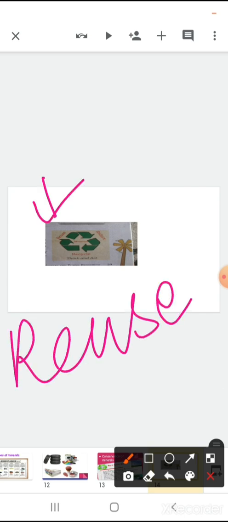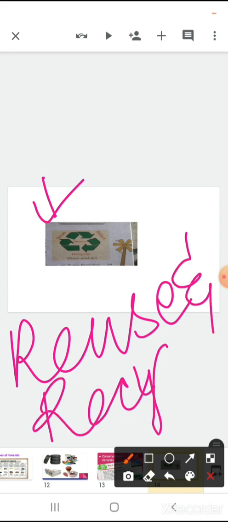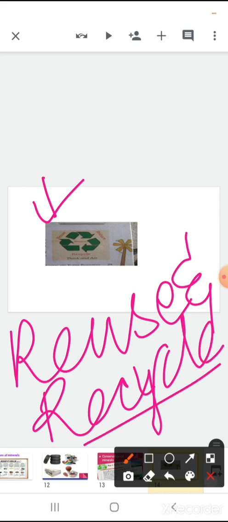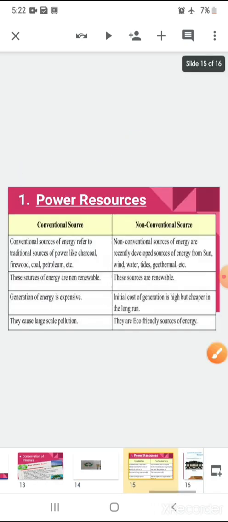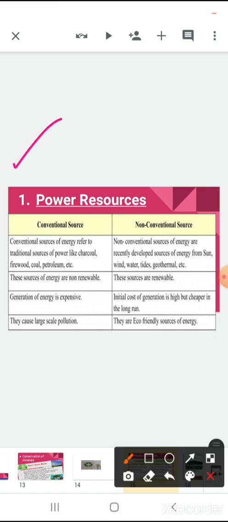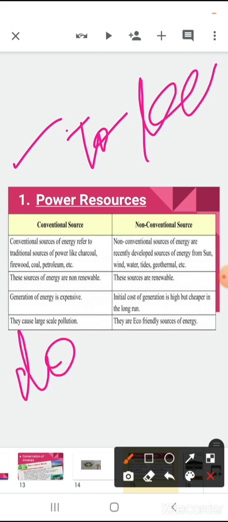The symbol you can see, children, this symbol is of reuse and recycle in order to save the nature. This is an important symbol. Now, when we talk about power resources, this table again, I want you to do in your geography notebooks. Okay.